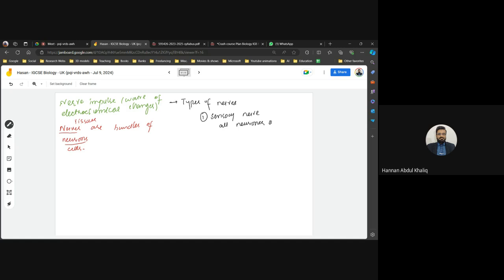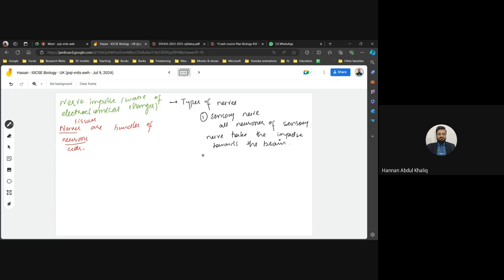All neurons of sensory nerves take the message towards the brain. It only has those neurons which are taking the message, or the impulse, toward the brain. Now that we know the term impulse, we can change the message to impulse. So if all the neurons that take the impulse towards the brain are bundled together, that is called a sensory nerve, because it is taking the impulse towards the brain only.